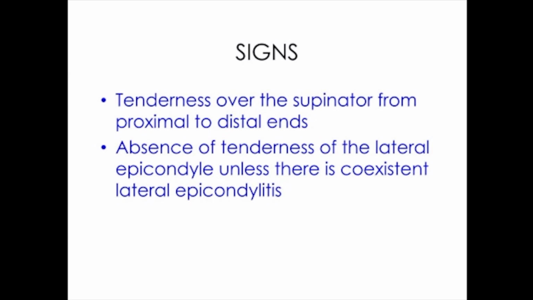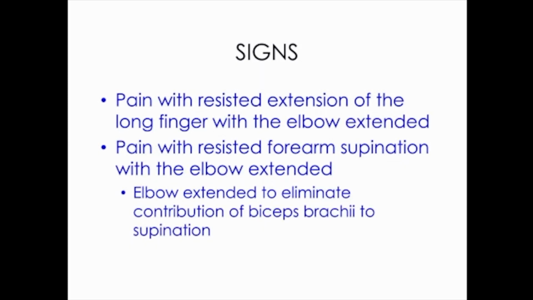The clinical signs are tenderness over the supinator from the proximal to the distal end. So that's distal to the lateral epicondyle and the proximal forearm. And importantly, there's absence of tenderness of the lateral epicondyle unless there is coexistent lateral epicondylitis. The clinical signs are also pain with resisted extension of the long finger with the elbow extended, and pain with resisted forearm supination with the elbow extended. And the reason you extend the elbow is to eliminate the contribution of the biceps to supination.